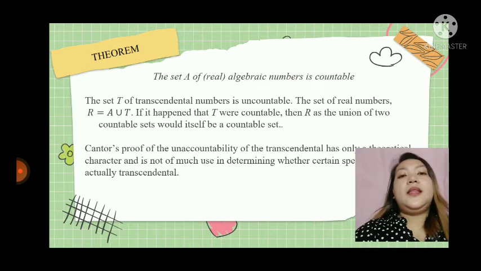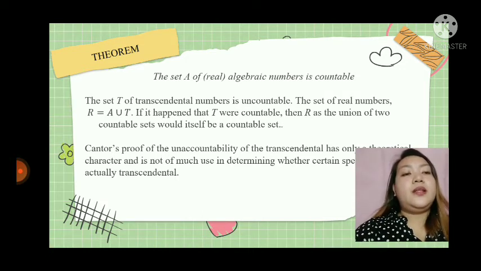The set T of transcendental numbers is uncountable. The set of real numbers R equals A union T. If it happened that T were countable, then R, the union of two countable sets, would itself be a countable set.